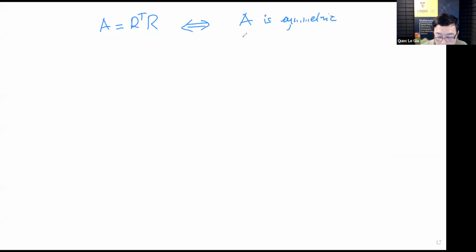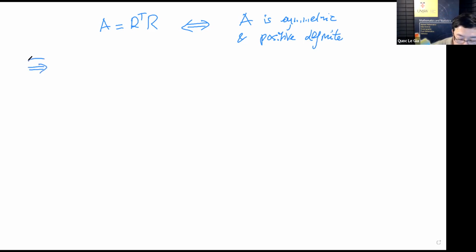Now we have a matrix A equal to R transpose R. We call it the Cholesky factorization. And we say that this holds if and only if A is symmetric and positive definite. At least I can show you this direction.